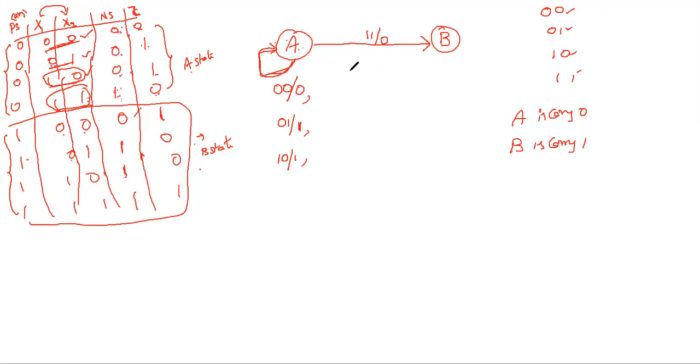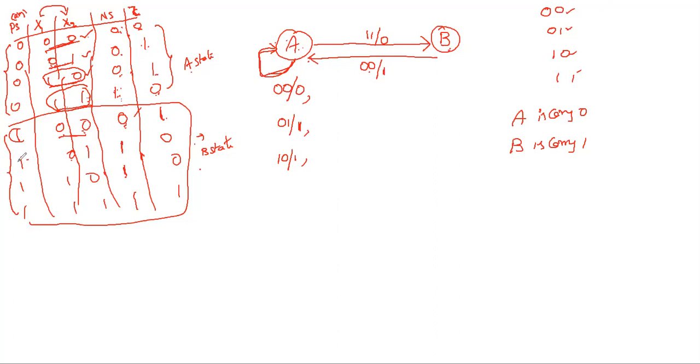Next thing is to check for 0 0. Now you are located in B, right? See, present state is B. So for B, what is the next state? For 0 0, whenever you are in B and input is 0 0, you are going to A, because next state is 0 and output is 1.